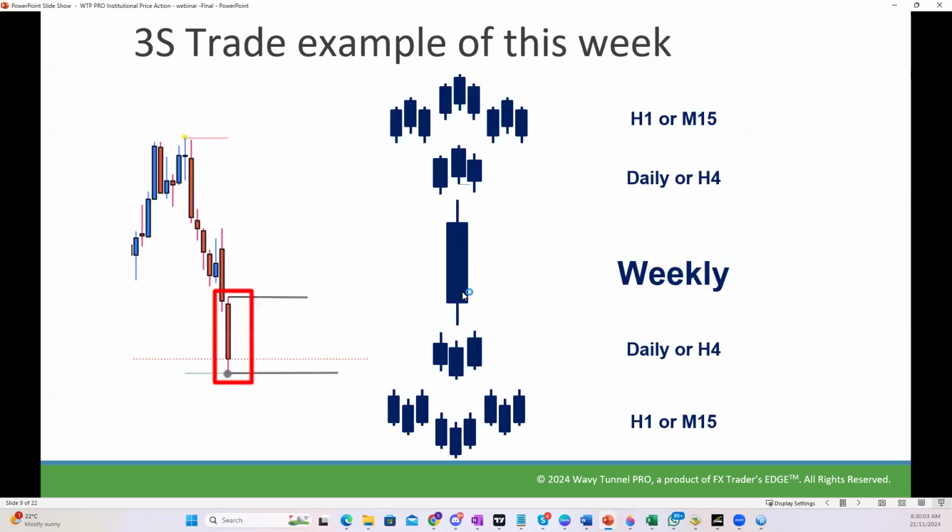Okay, so you can see I'm showing you now the top side and the bottom side, the swing high and swing low. And this candle, what you can see here, is a weekly candle, right? That's the weekly candle of last week. And this is the top of the market, this is the bottom of the market, and that's what I'm presenting right up here in the weekly.